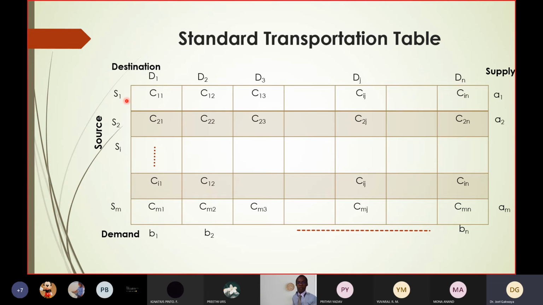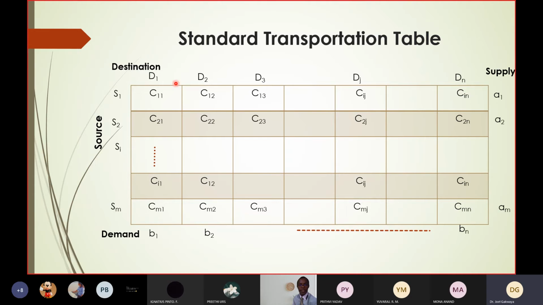From source 1 to destination 1, we have the cost. From source 1 to destination 2, we have the cost. From source 1 to destination 3, we have the cost. All of these are the costs of transportation from a source to a destination. So row-wise, as I told you, stands for the source. And again, every source stands for the supply. Okay, every source is going to be the supply.